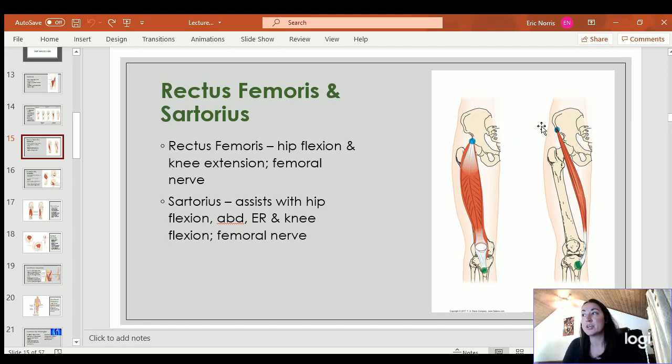And then sartorius takes you to that Peter Pan formation. You flex the hip, you abduct the hip, externally rotate, and flex the knee. So you're kind of in that Peter Pan or Captain Morgan type of position, and that is all done by sartorius.